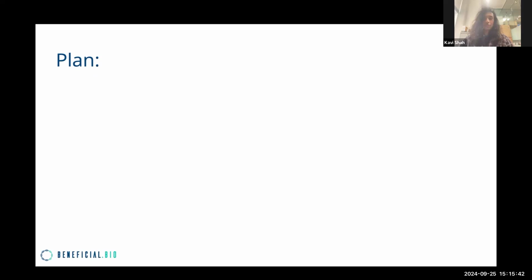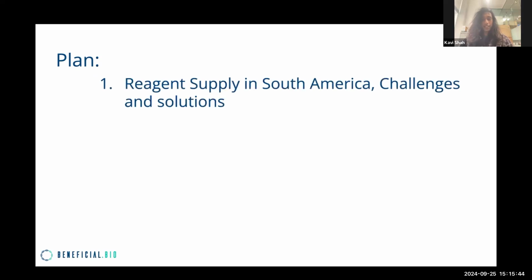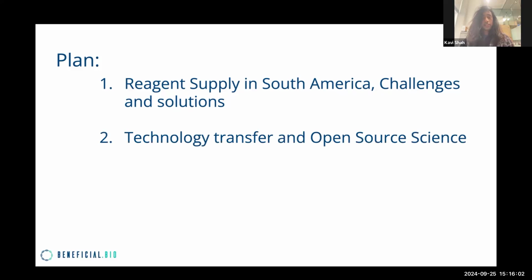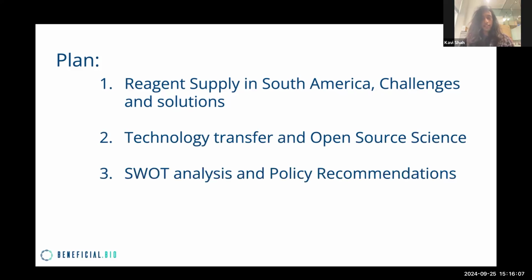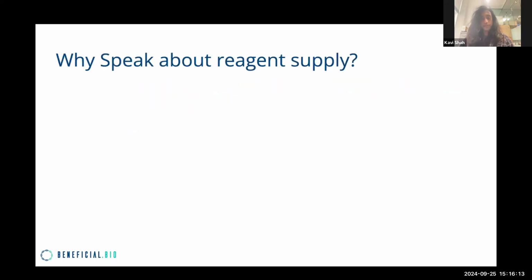The plan of what I'll speak to you about today is to first talk about reagent supply in South America, the challenges and the solutions. In the actual white paper document, this is the last section where it brings together different parts, but I think it will be a useful presentation to this group. Then I'll talk a little bit about technology transfer and open source science, and then go into the SWOT analysis and policy recommendations, and then a brief conclusion and outlook.